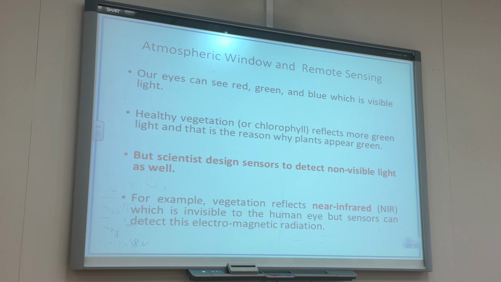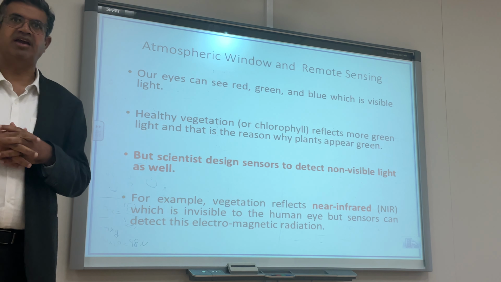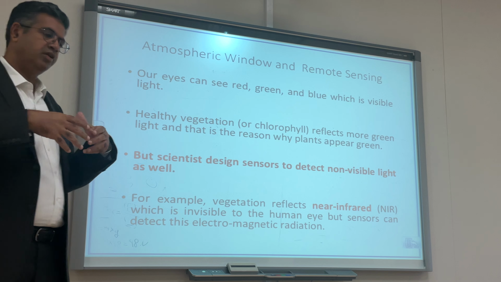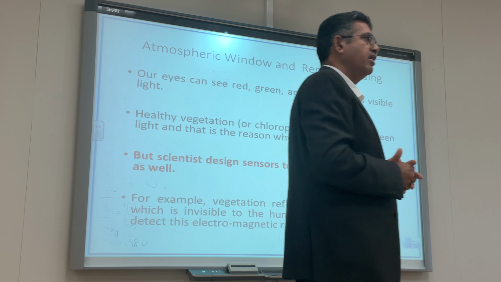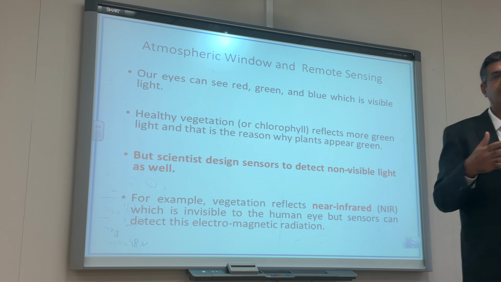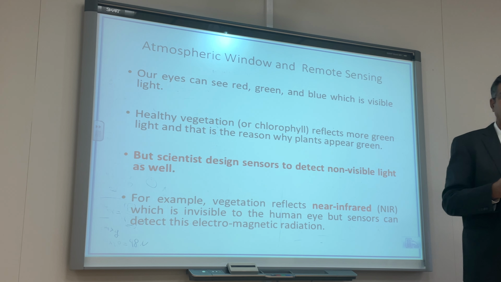But if the scientists design a sensor which can see or detect infrared radiation, then in that case the sensor will show that the leaves are much brighter in infrared radiation. They will not appear green if they have a sensor which can detect the infrared radiation.